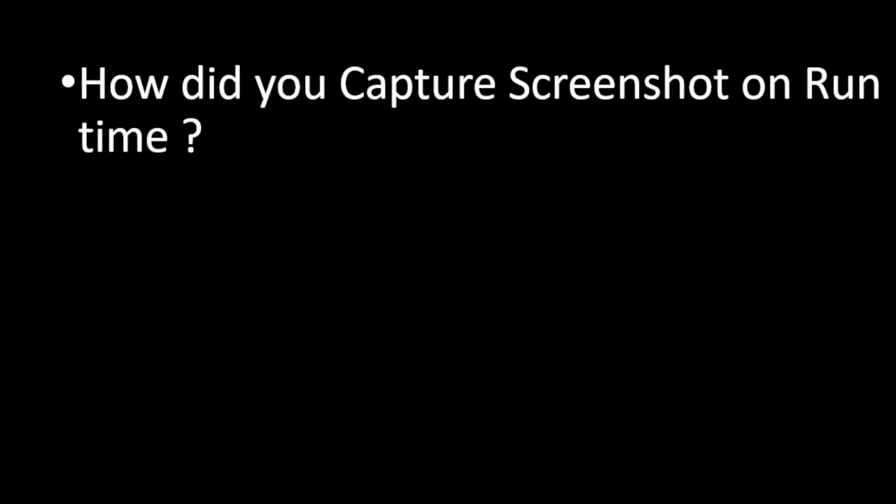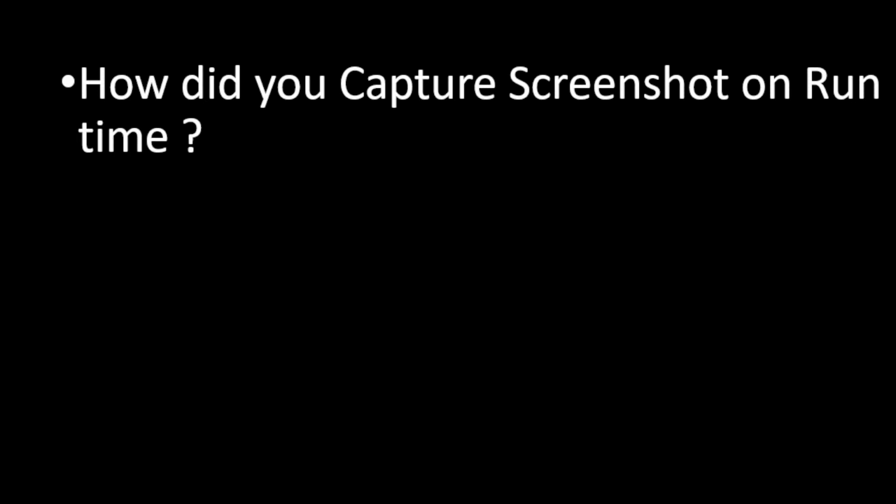So then we can link this screenshot to the emailable report. Whenever the failure happens, we will get it attached to the email report. Okay, how did you capture the screenshot? Means how we can capture the screenshot? We can capture screenshots by using listener classes. At the same time, whenever a failure is happening, it should first go to the catch block.